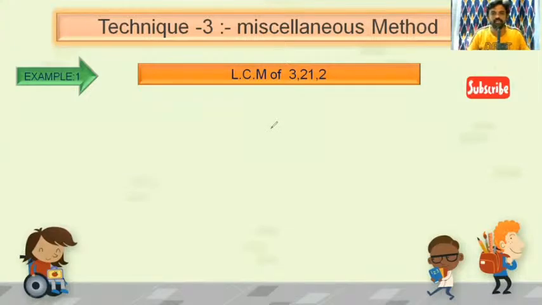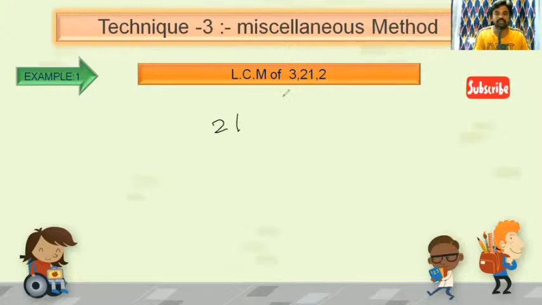In example 1, there are three numbers given in the problem: 3, 21 and 2. We need to find their LCM. In the same method, my dear friends, first we take the biggest number, 21, and we need to check whether all the other numbers are factors of 21 or not. Or whether 21 is a multiple of the other numbers or not.